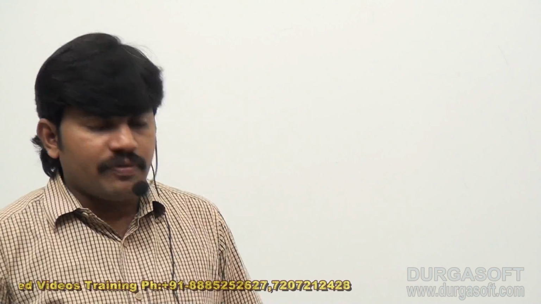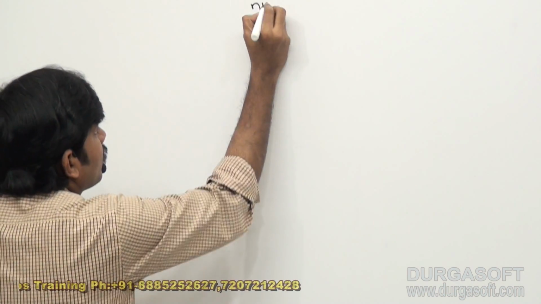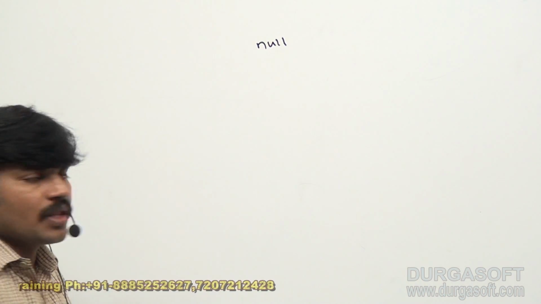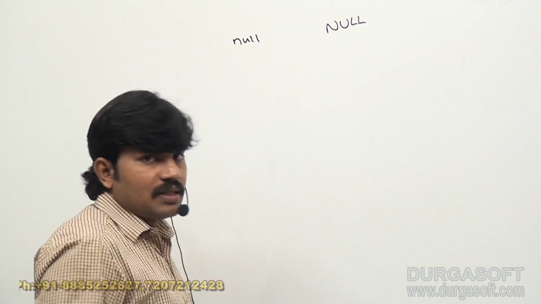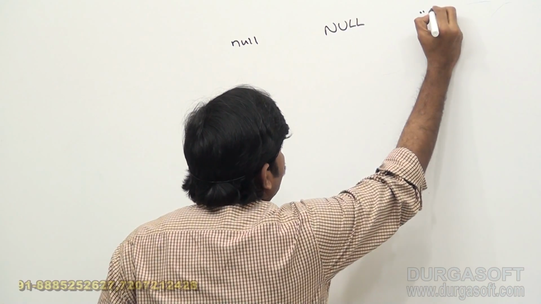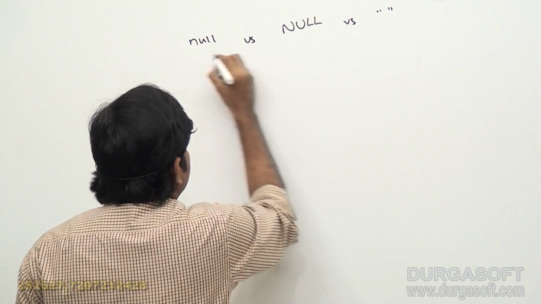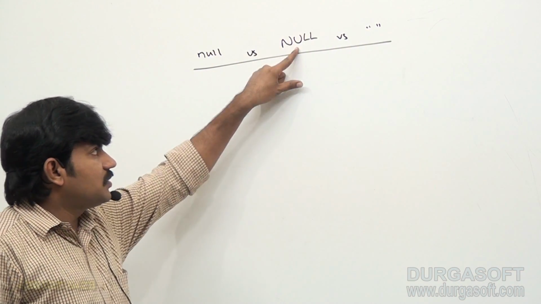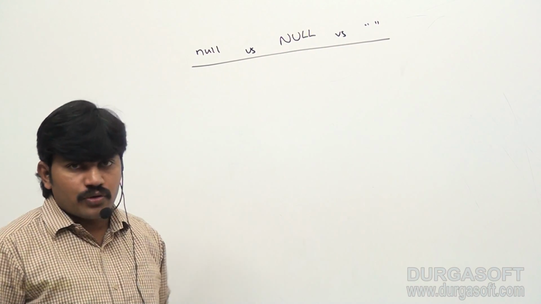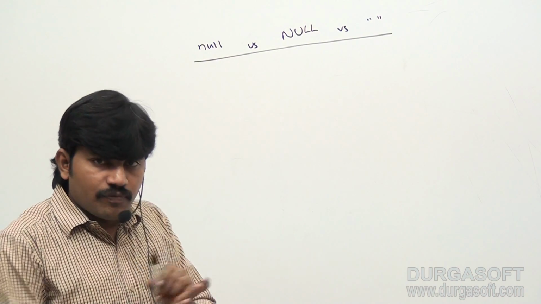Sir, here is one more important loophole you people should be aware of. We have null, and sometimes people use double quotes open, double quotes close, related to string, sir. What is the difference between this null and the double quotes open and close? Sir, make sure all three things are different.